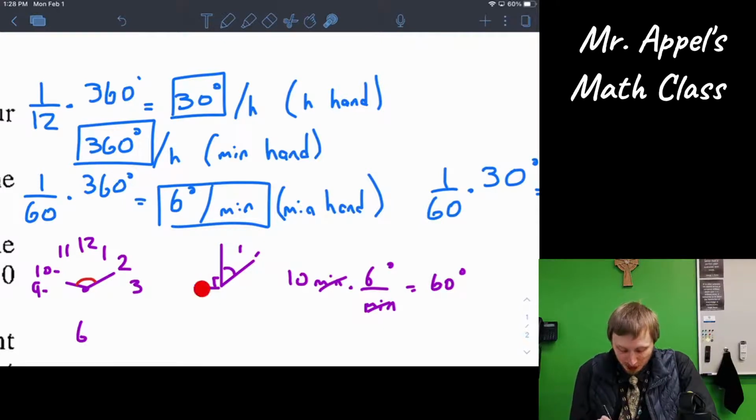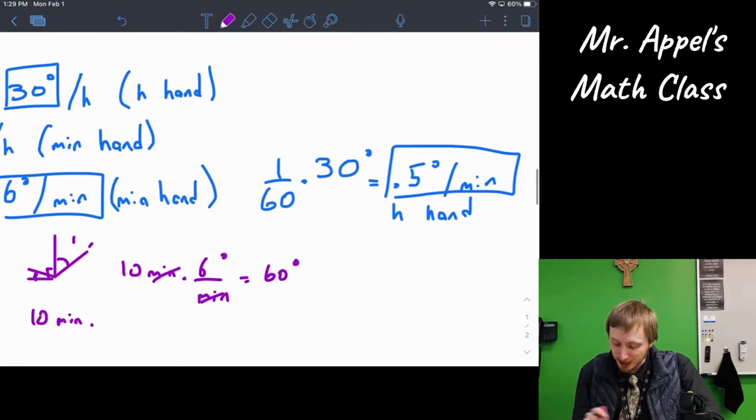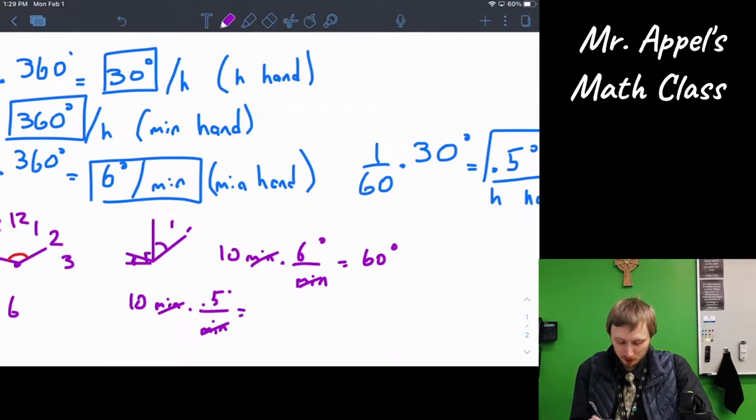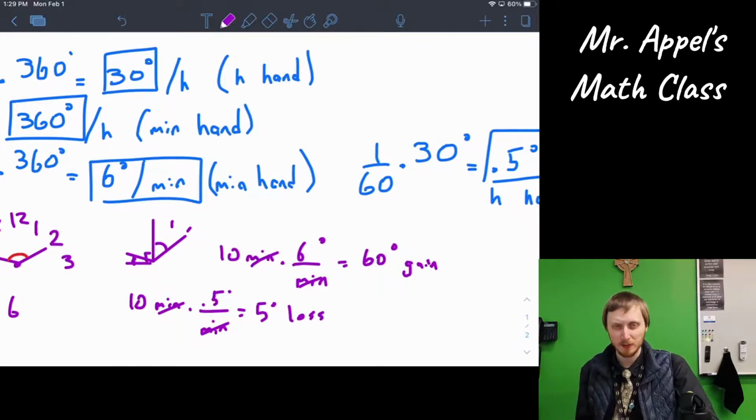But the hour hand has also moved up. So I've lost some degrees, right? It's now up here. I've lost some. How much have I lost? Well, I've lost 10 minutes' worth of the hour hand. How much does the hour hand move? Hour hand moves half a degree per minute. So I'm going to multiply by 0.5 degrees per minute. Minutes reduce. 10 times 0.5, half of 10, 5 degrees. So this is a 60 degree gain. This is a 5 degree loss. Does everybody see that?